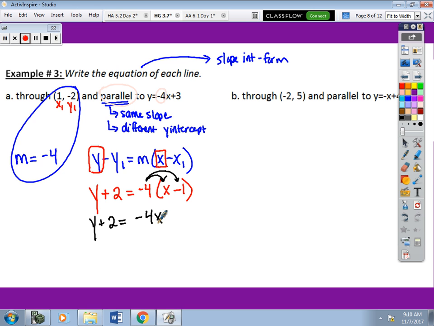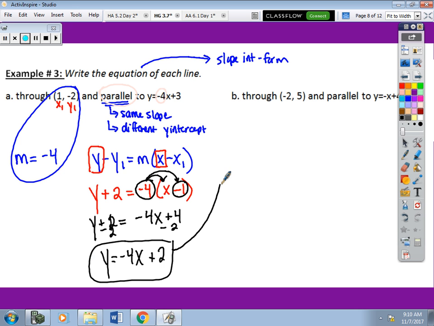We'll get negative 4x, and then this is where a bunch of you screw up. This is a negative 4 times a negative 1, which is a positive 4. When you distribute, you have to keep the sign in front of the number. And then lastly, we will subtract 2 on both sides. 4 minus 2 is a positive 2. And then always double check, are these lines parallel? Yes, they have the same slope, they have different y-intercepts.